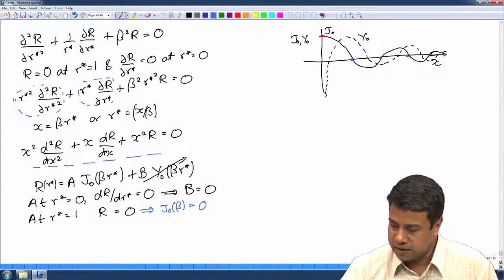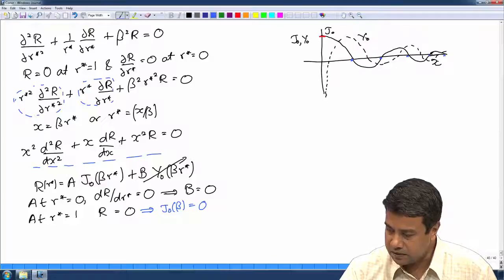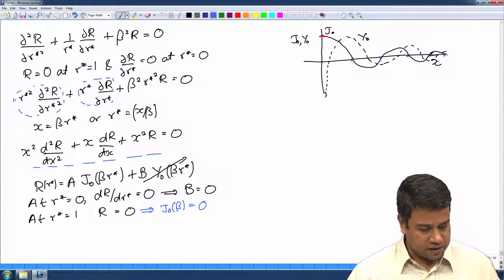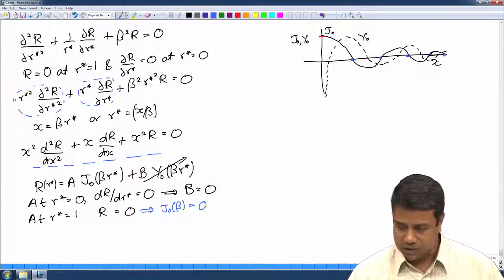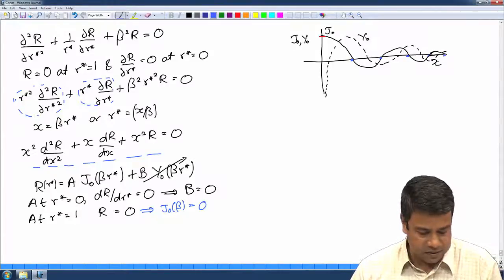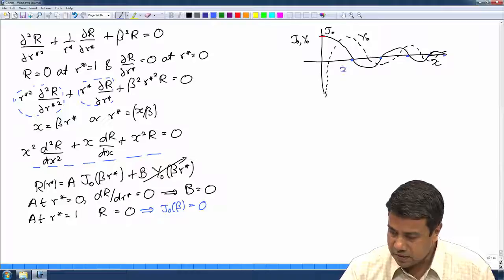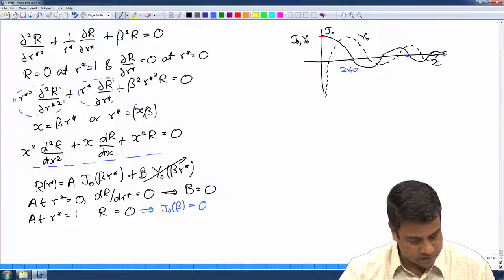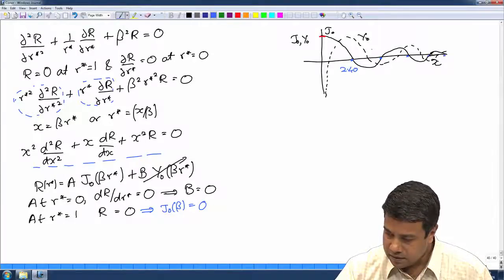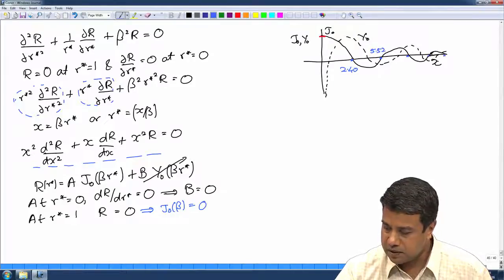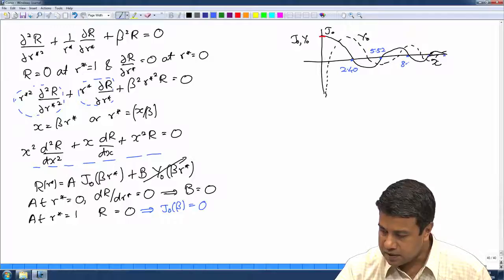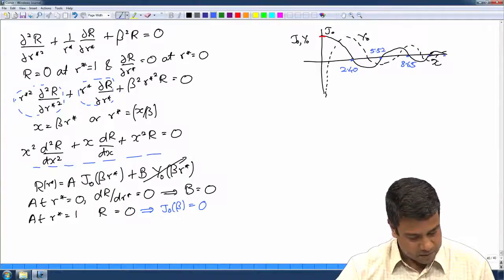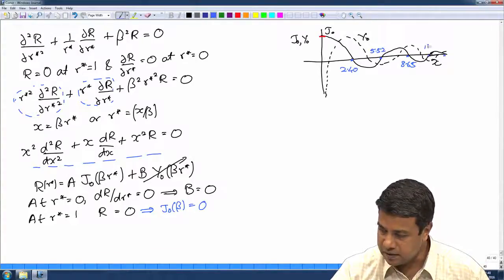Therefore, beta has to have these discrete values. And these values once again are tabulated. You can get values from standard tables, you can get the locations at which this goes through 0. This is about 2.40, the next one is about 5.52, the next one is at about 8.65, the next one is at about 11.79 and so on.